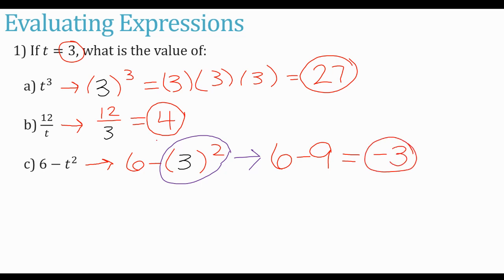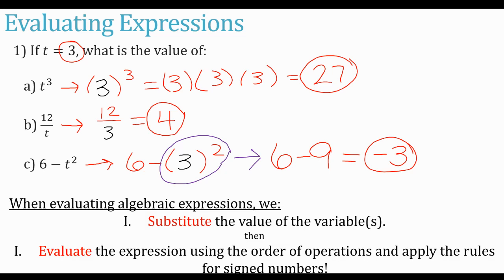And that's it. So all we did was take 3, plug it in for t, and then use the correct order of operations to simplify. So here's a little summary. When evaluating expressions, we, 1, substitute the value of the variables, which is what we did first for all of these examples. Then we evaluate the expression using the order of operations and apply the rules for signed numbers. So please do not forget those rules of signed numbers and the order of operations, because those two things are super important when we're doing examples like this. We're going to take a look at 2 more examples just so you can really get the hang of it.